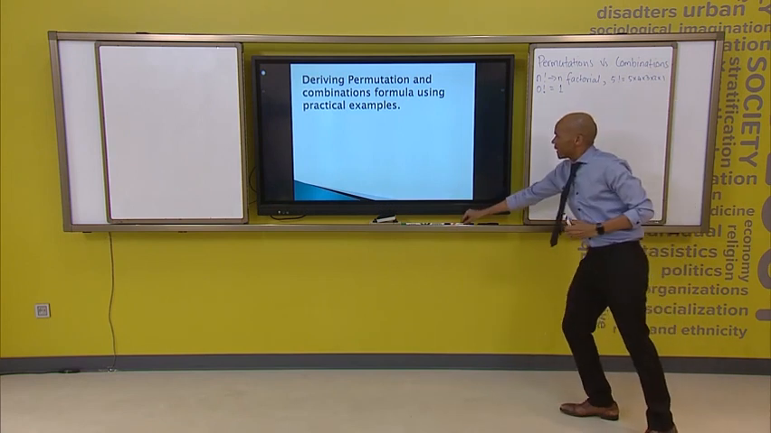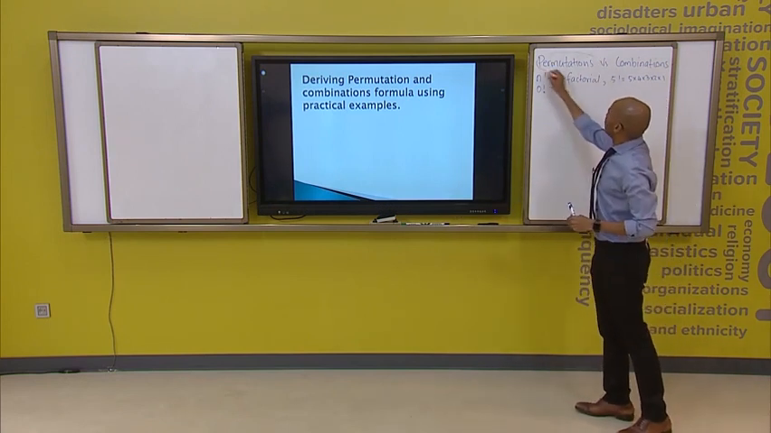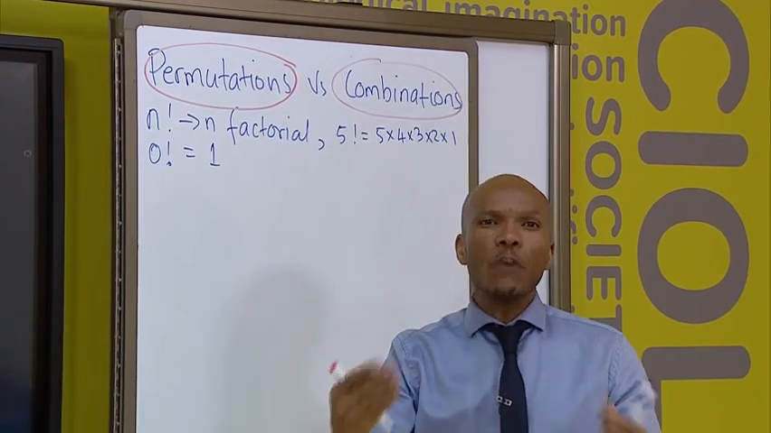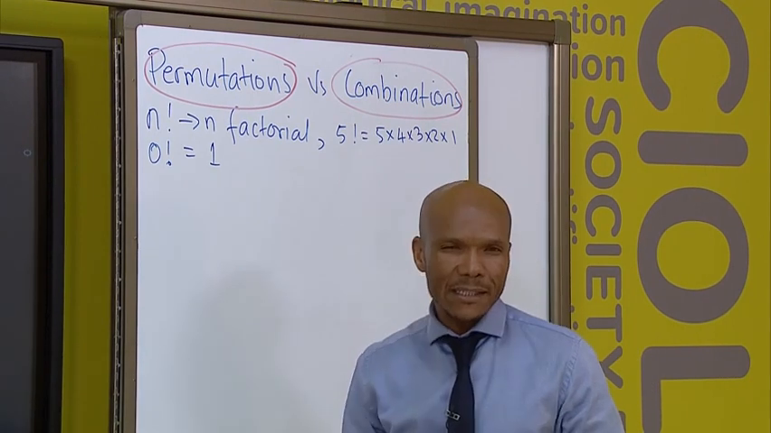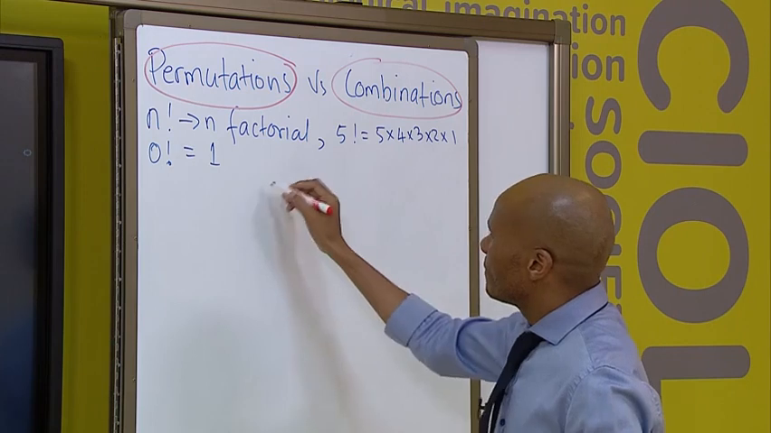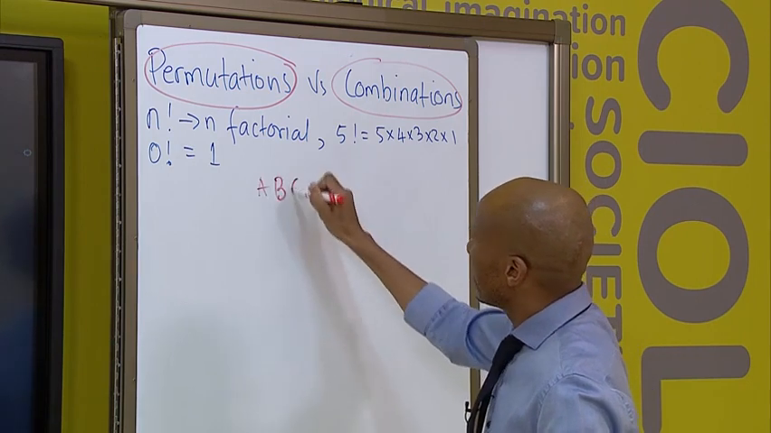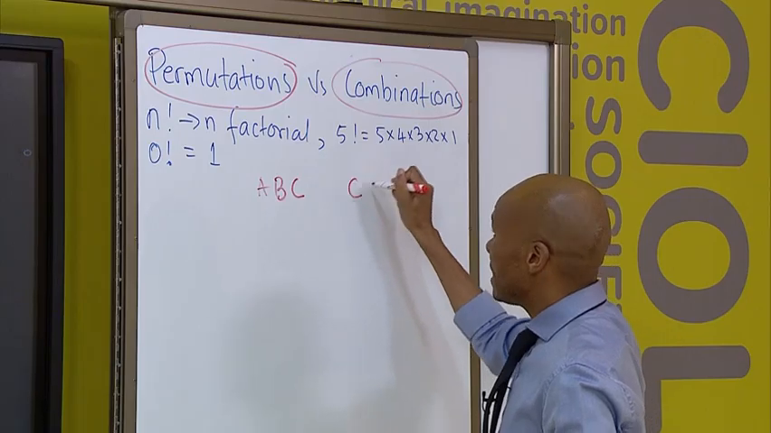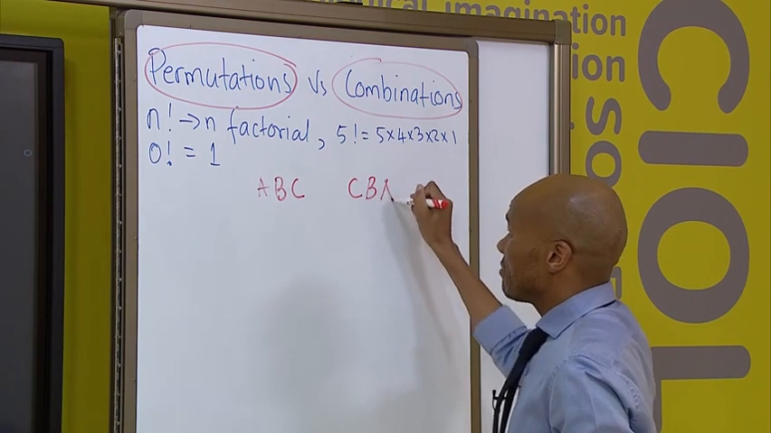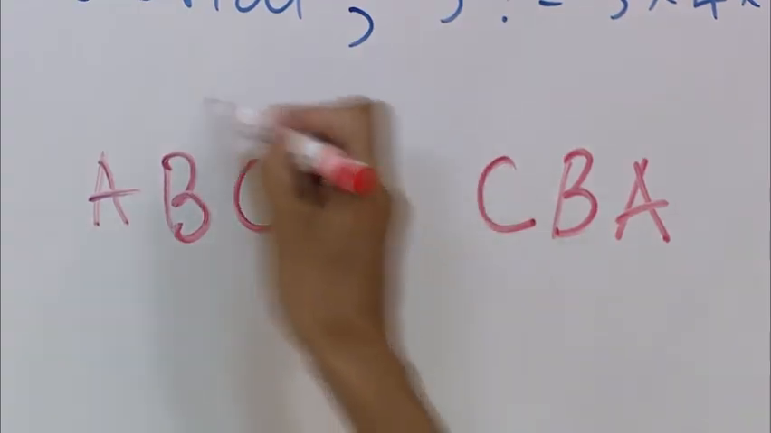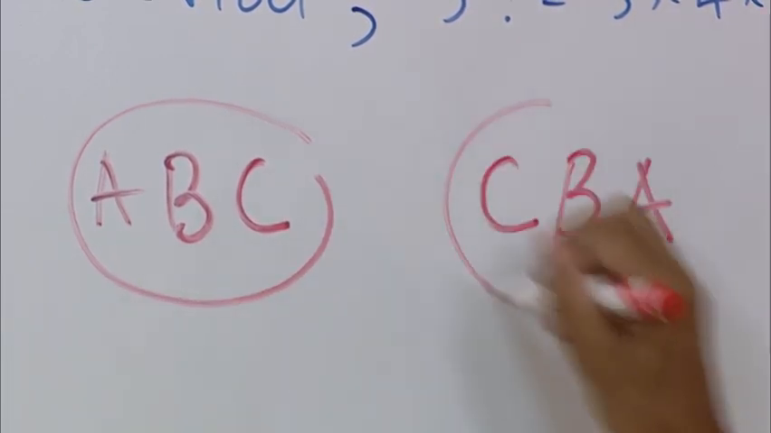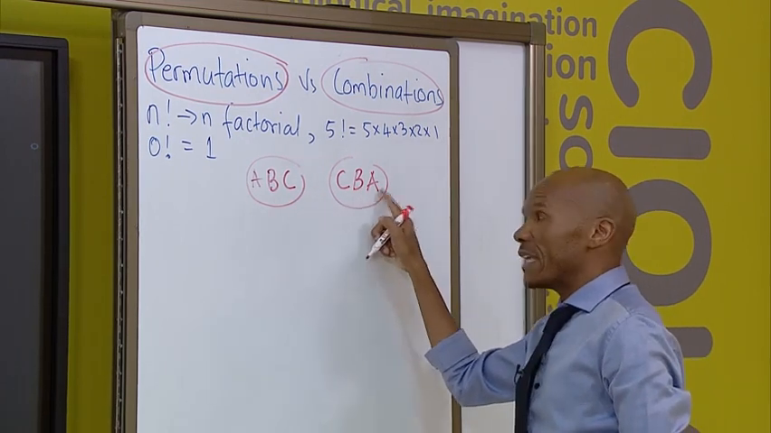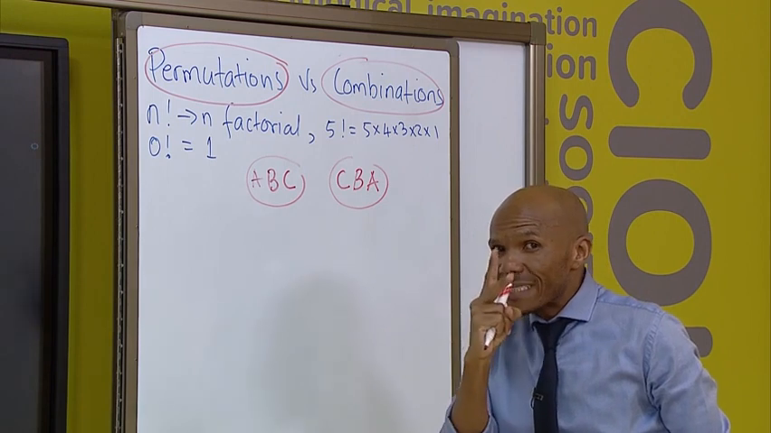Okay, now I will make an example. I want us to be able to talk about them, but then to derive the formulas that we use when we're calculating these combinations. Okay, let's say you have the letters A, B, and C. That can be rearranged as CBA. So now you have a different arrangement. Here it's A, B, C. Here it's C, B, A. So two different arrangements.